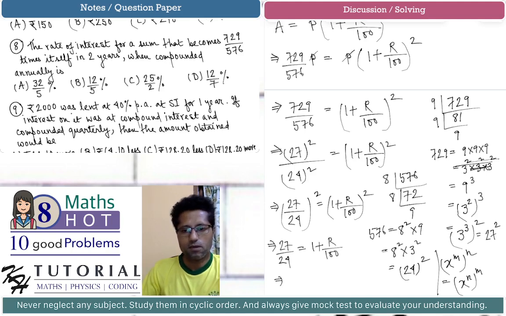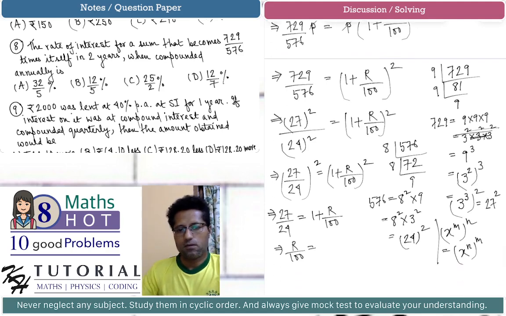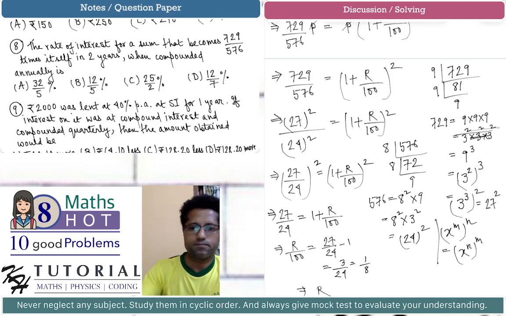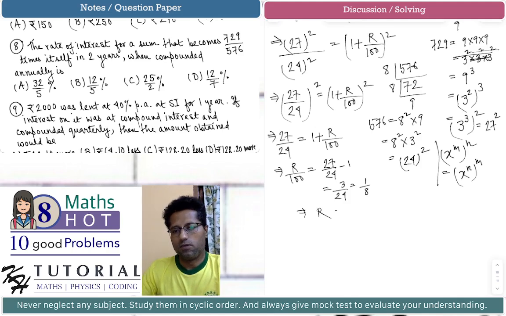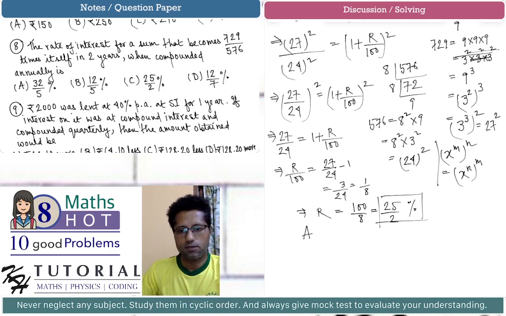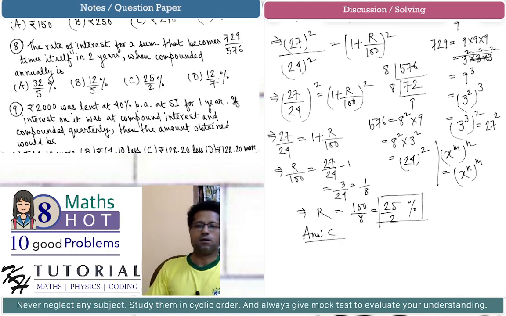So this implies r by 100 is equal to 27 by 24 minus 1. This is 3 by 24. This is 1 by 8. So this implies r is equal to 100 by 8, which is equal to 25 by 2, that is 25 by 2 percent. So the correct choice is C. C is the correct choice.